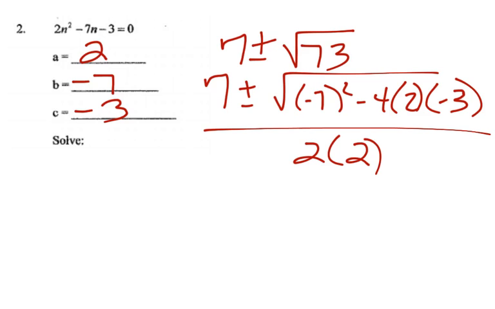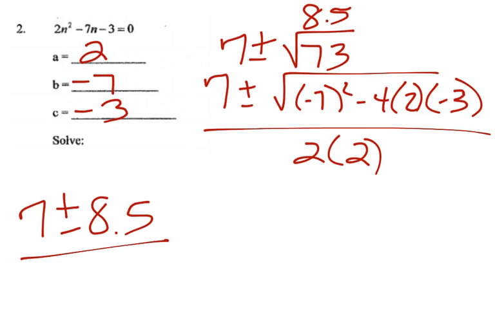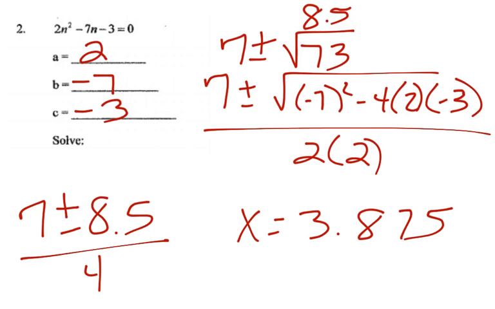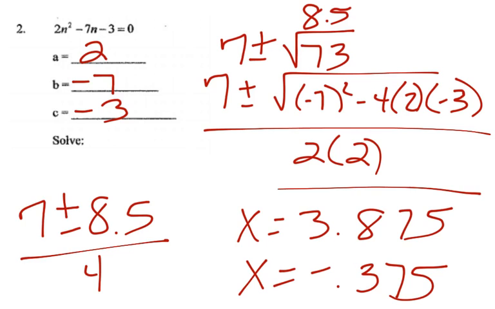Second, x squared 73 is a decimal. That's okay. Think of that as being 8.5. So it's 7 plus or minus 8.5 all over 2 times 2, which is 4. So 7 plus 8.5, enter, divided by 4, x is equal to 3.875. 7 minus 8.5, enter, divided by 4, x is equal to negative 0.375.